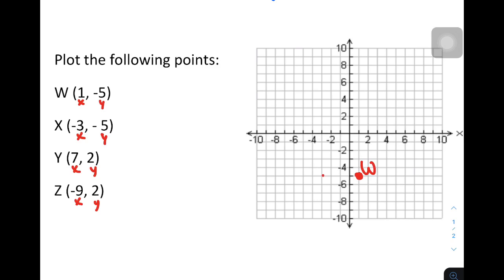Okay, X would be down here. Y would be over here. And Z would be over here.